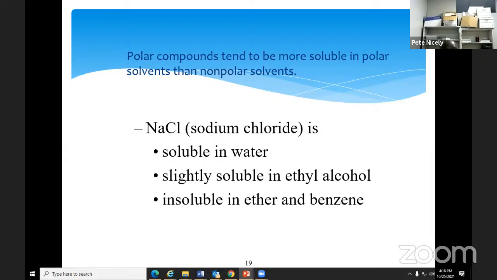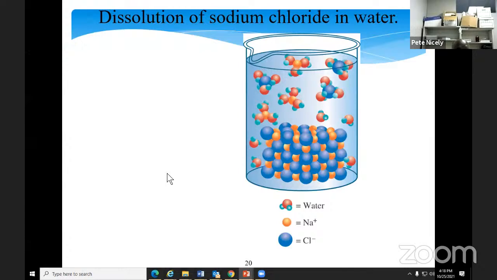So basically, this demonstrates the like dissolves like rule of thumb. Basically, because sodium chloride is polar, it will dissolve in a polar solvent such as water, but it will not dissolve in non-polar solvents such as ether or benzene. Okay, so this is just showing you the direction in terms of solvent polarity increasing, going from the ether and benzene up to the water. So therefore, as the solvent polarity increases, the solubility of sodium chloride increases.